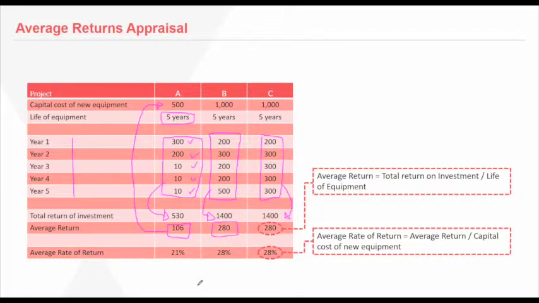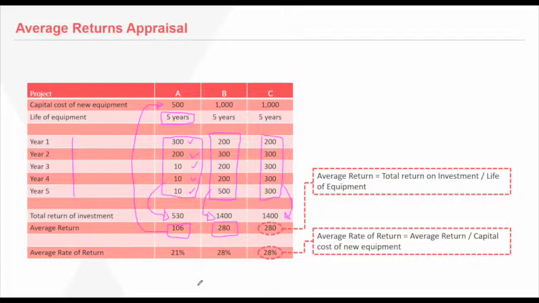For project B and C, we get the same number because we had the same total return on investment, the same average return, and the same capital cost for project B and C of £1,000 per project. So we get an average rate of return for B and C of 28%.